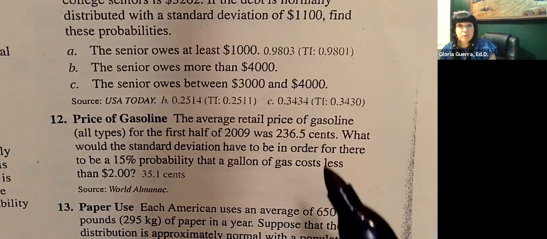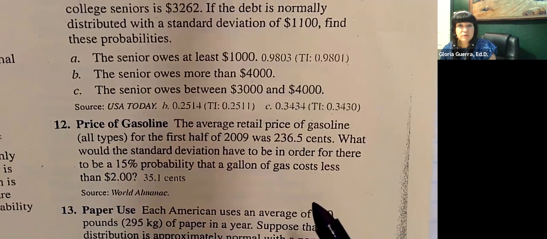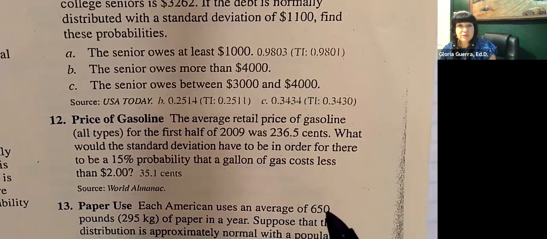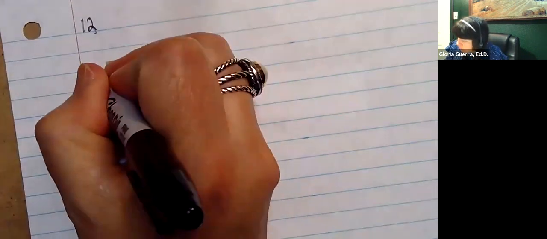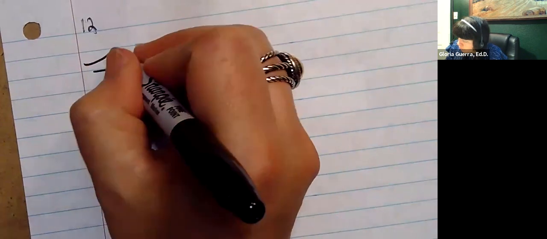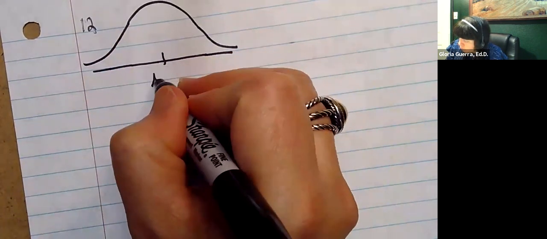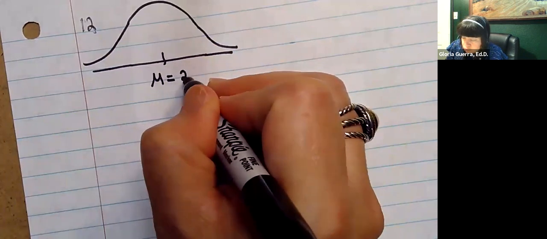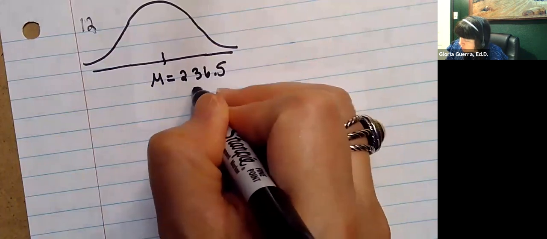The average retail price of gasoline, all types, for the first half of 2009 was 236 and 5/10 cents. So that's average, that's the mean, right? 236.5. This is cents.